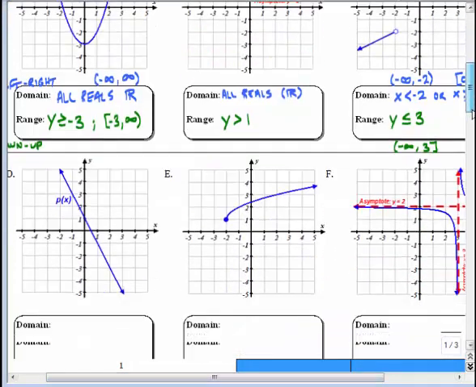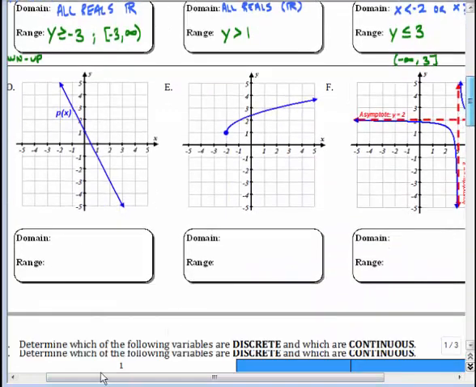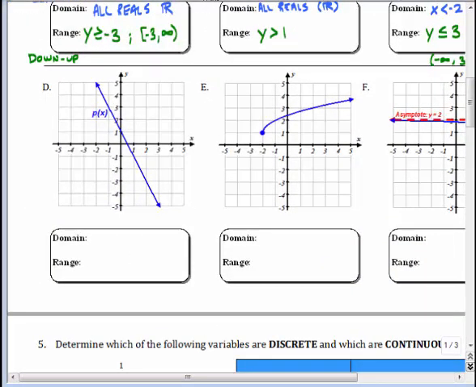Let's continue trying these graphs. Now, this is an interesting one. So again, think about left and right for domain. How far left and how far right the graph goes is all about the x. If I go all the way, this one goes forever left and forever right, so this is all reals. Anytime it covers everything, it's all reals.